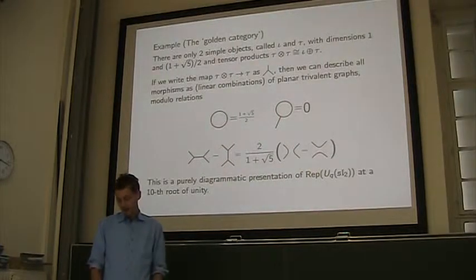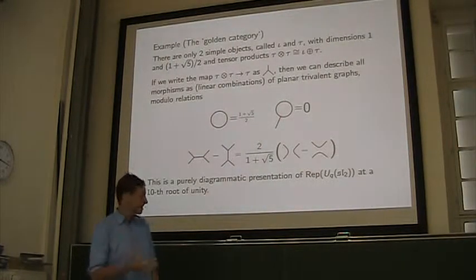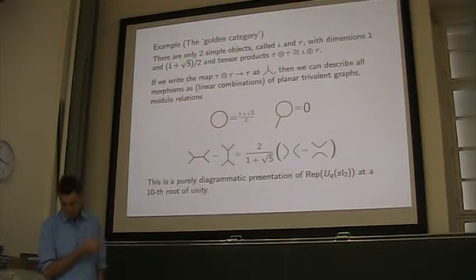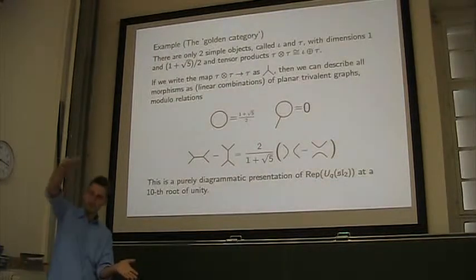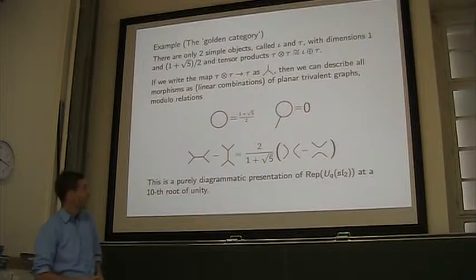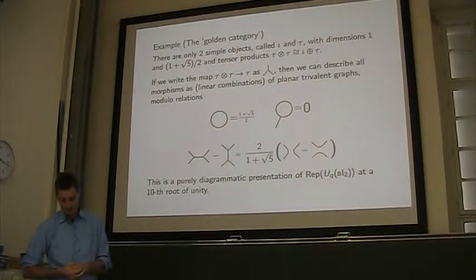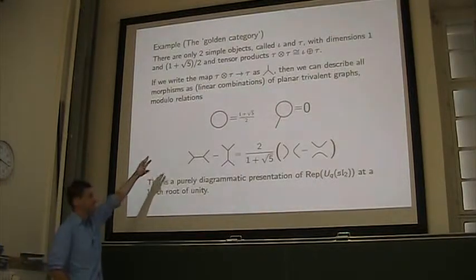And now, everything in the category is really generated by this morphism. That is, if you have any morphism in this category, say from the nth tensor power of tau to the mth tensor power of tau, we can represent that as some linear combination of planar trivalent graphs where there are n boundary points on the bottom of the graph and m boundary points on the top of the graph. And in fact, we can completely describe the category in terms of those linear combinations of planar trivalent graphs because there are just these three relations satisfied by those planar trivalent graphs.